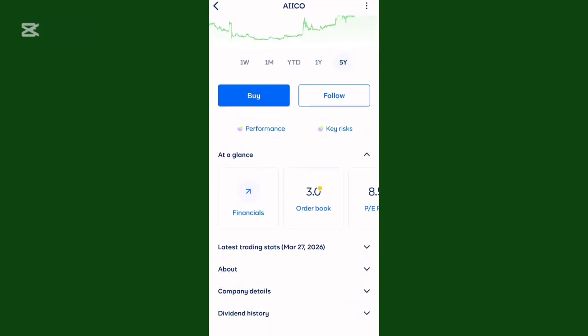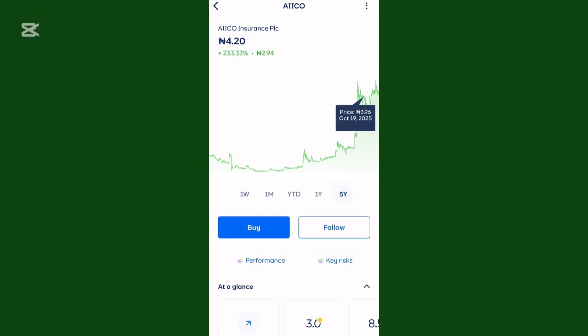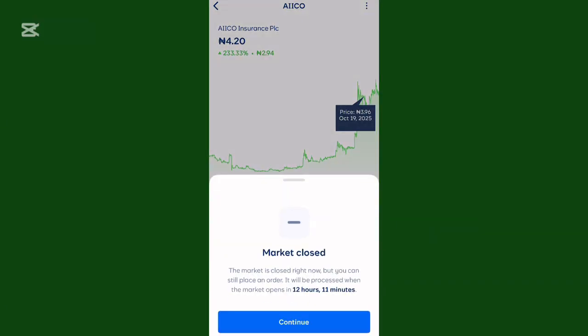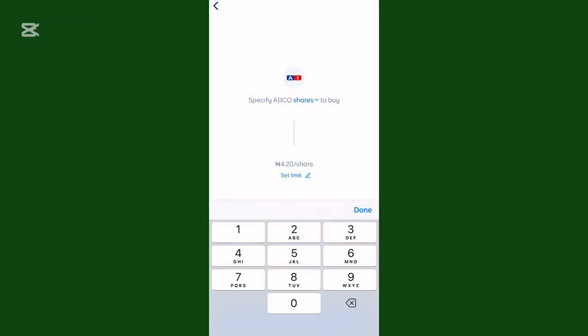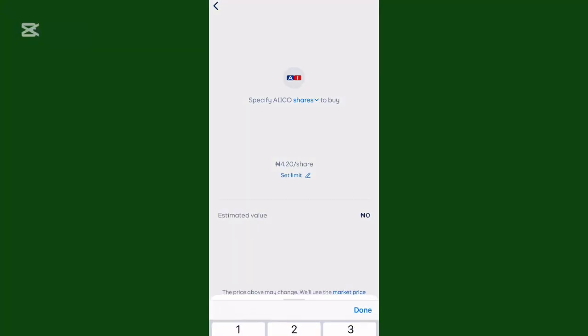So those are the details, but let's see how to buy. You click on buy. Because the market is closed, that is why it is displaying this. So if you buy a particular stock when the market is closed, it won't be executed until the market opens. So let's continue. It will ask you how many units of shares you want to buy. But you can see just beneath the price here, the set limits. Just as we have in the Bamboo app, I explained what limit order means. It means that you want to buy at a particular price, not less than the price that you are putting in. So we are just going to click on set limits.